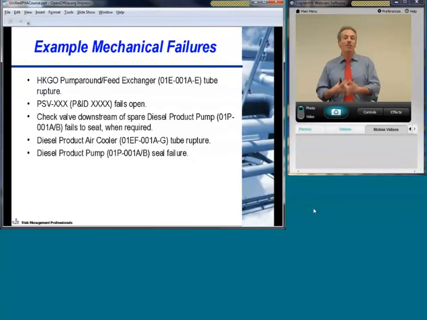I remember one we were looking at for a fin fan cooler, and the only isolation valve that was practical for isolating the release was right next to the cooler on the platform. So getting to that during an emergency, especially if a leak occurred, found an ignition source and there was a fire going on, could be really challenging if you're trying to isolate the fuel source and mitigate the event.